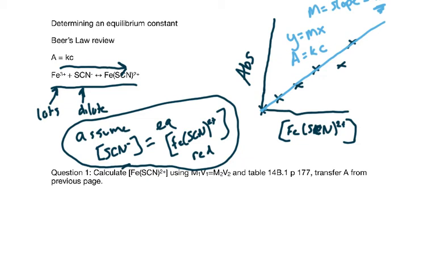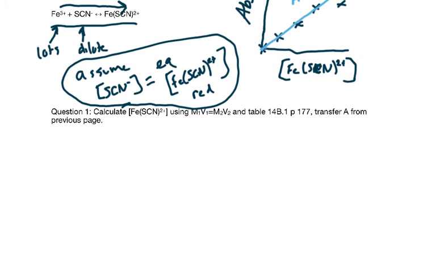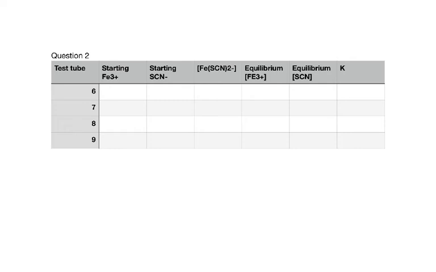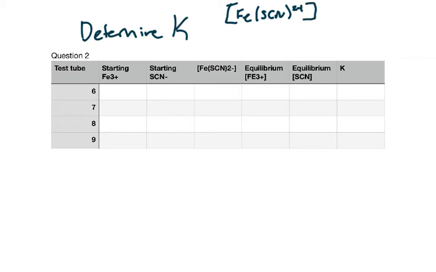So that is the first part of this lab, kind of the first big concept: you need to use Beer's law to get k. The second part of the lab, next page, there we go. Your overall goal is to determine capital K, the equilibrium constant, which remember is going to be your products over your reactants.